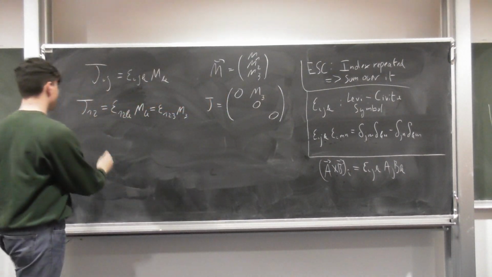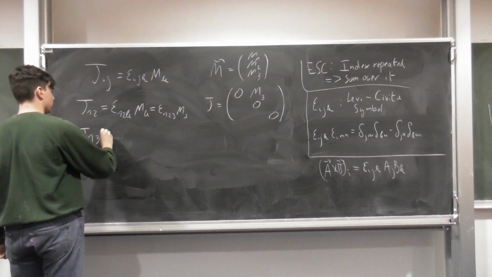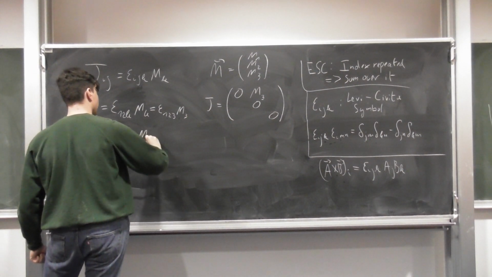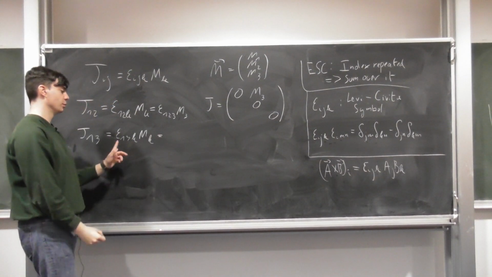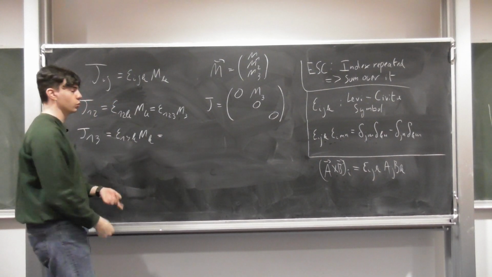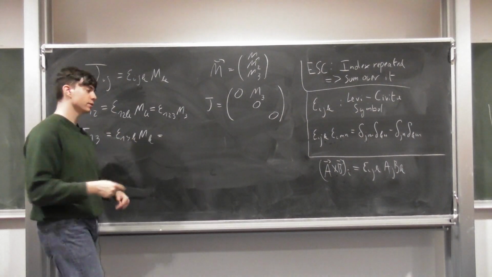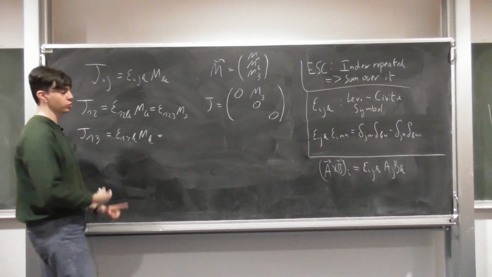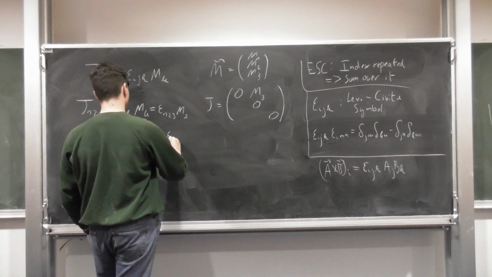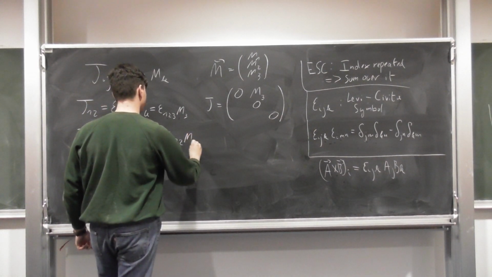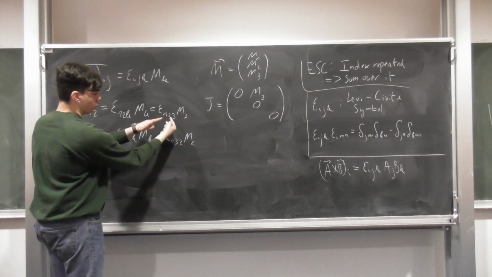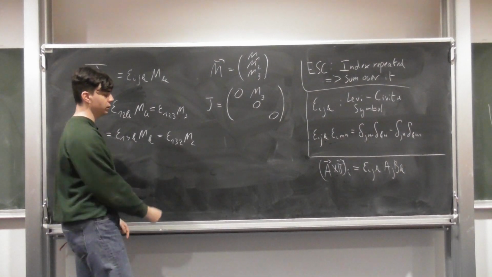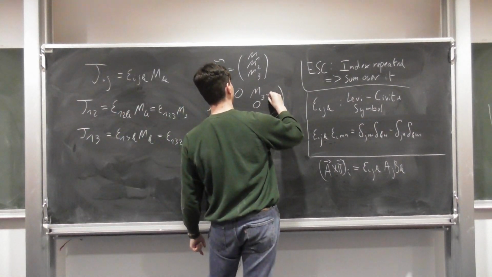Okay, what about J13? Well, that'll give us epsilon 13k m_k. Once again, k cannot be 1, it cannot be 3, it must be 2. Or rather, we're summing over k, but only when k is not equal to 1 or 3 does the term not vanish. So we're only left with epsilon 132 m_2. 132 is one permutation away from 1, 2, 3. That's an odd number. That tells us that this is a minus 1, and that gives us minus m_2 up here, top right corner.